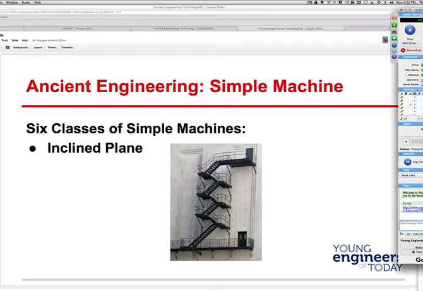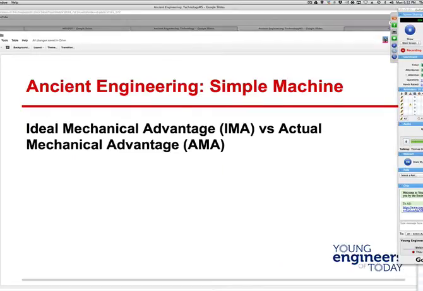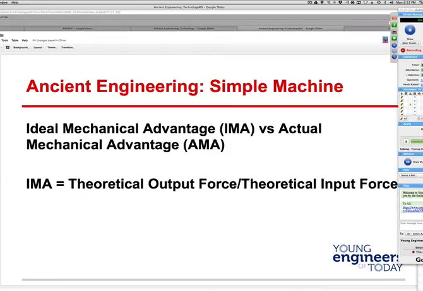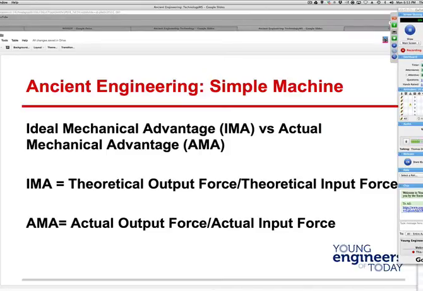All right. Now, there's two ideas here. I want you to know we're going to be calculating the theoretical or the best case, the IMA, the ideal mechanical advantage, versus actual mechanical advantage. And IMA is the theoretical output force divided by the theoretical input force. Don't worry, folks. We're going to get to this in a minute. So just chill if you see this. Where actual is the actual forces. If we put a device on it, we actually measure the forces.